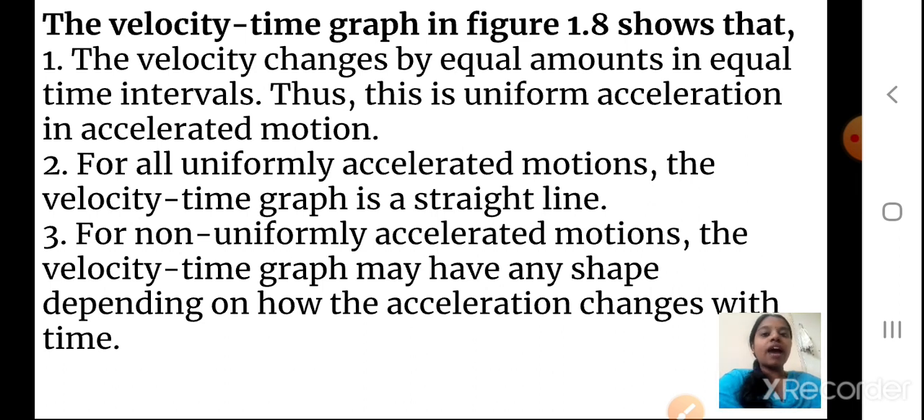So whenever you have uniform acceleration motion, the velocity time graph is going to be a straight line. For non-uniformly accelerated motion, the velocity time graph may have any shape, depending on how the acceleration changes with time. Okay student, it will depend upon the acceleration, how it is changing with the time.